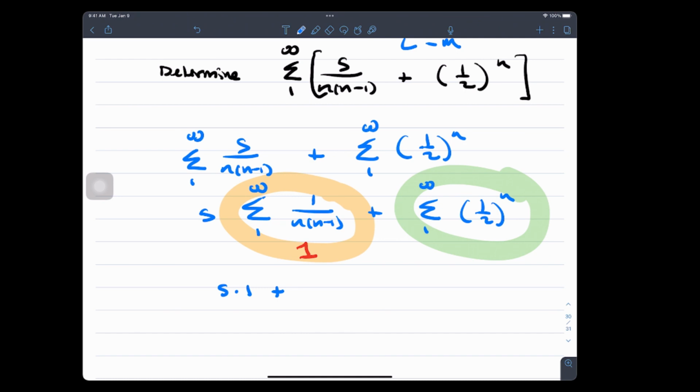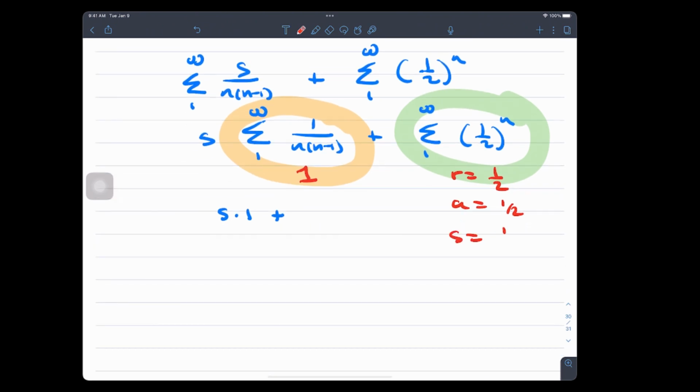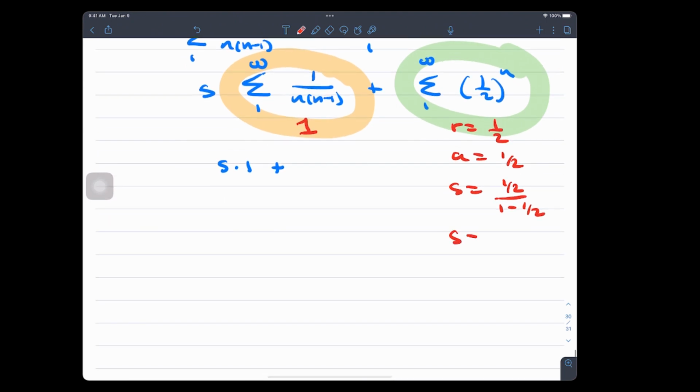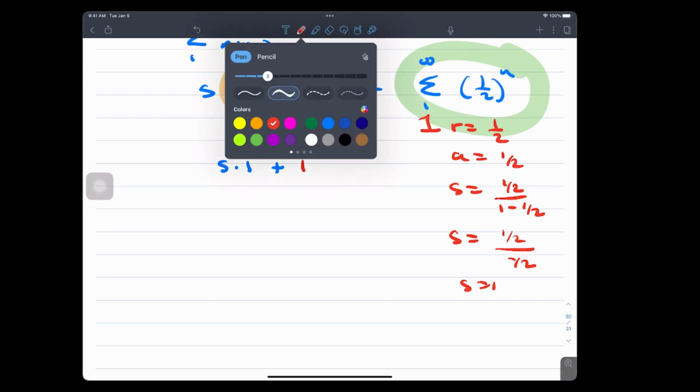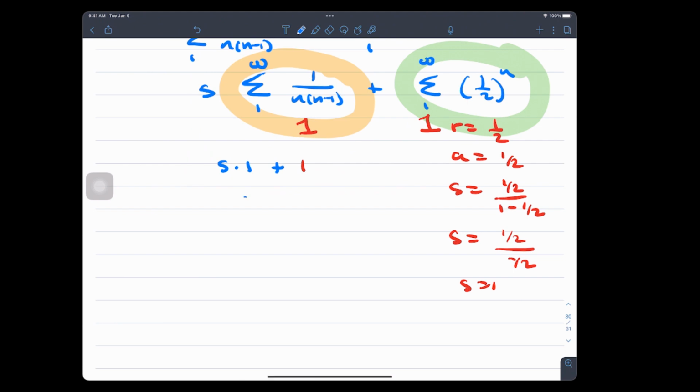This is geometric. R is 1/2, and I think A is 1/2. So that sum is A over 1 minus R. So I think this is (1/2) over (1/2). Oh, that was also 1. So both of these were 1. That means the sum will be 5 times 1 plus 1, which will be 6.